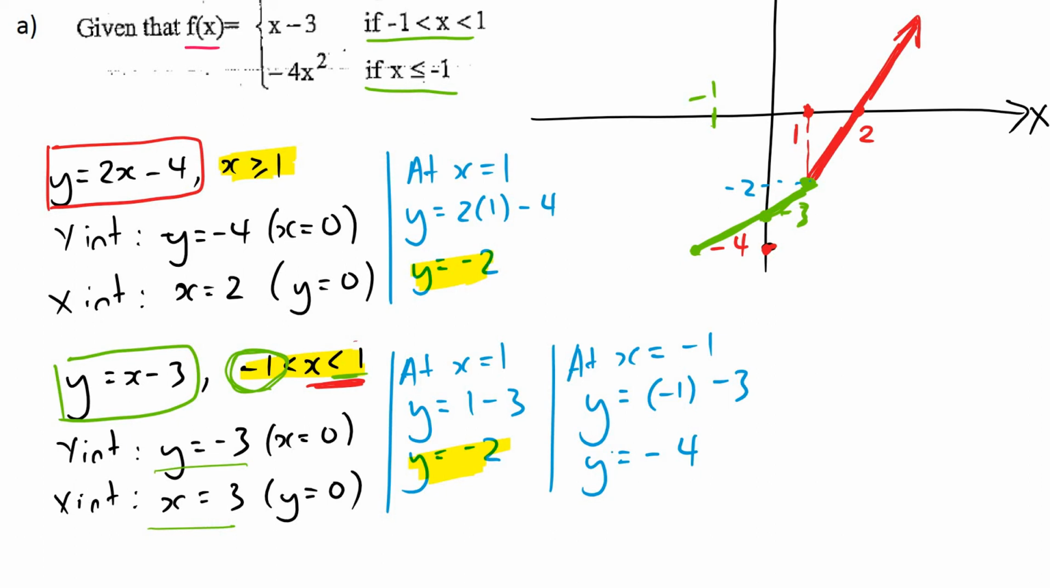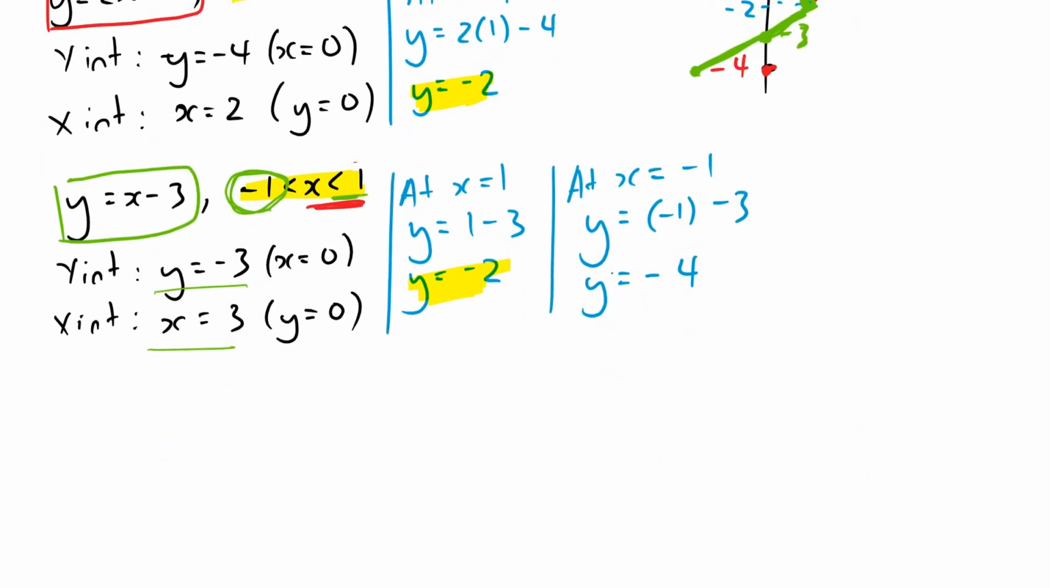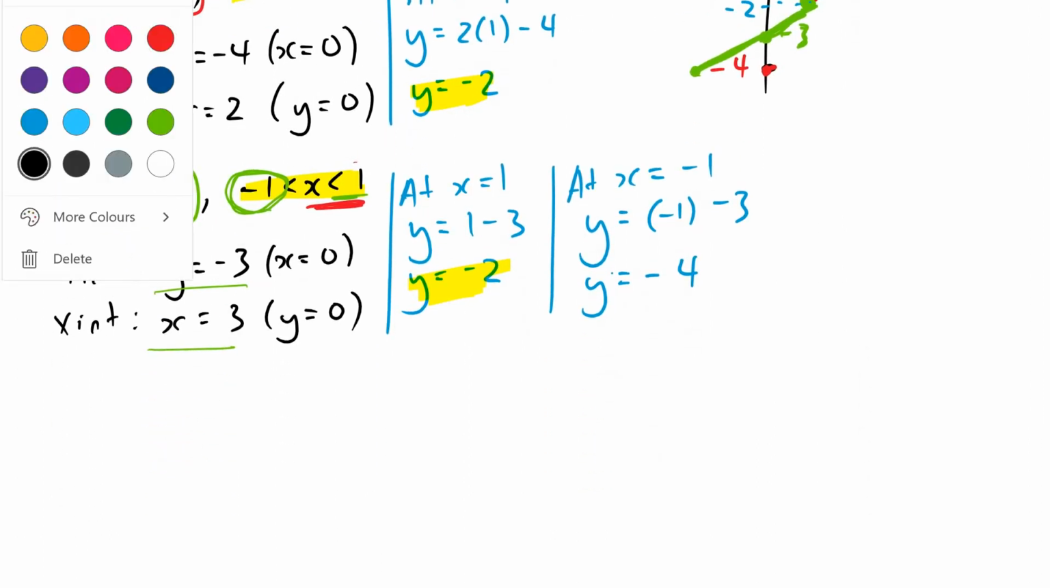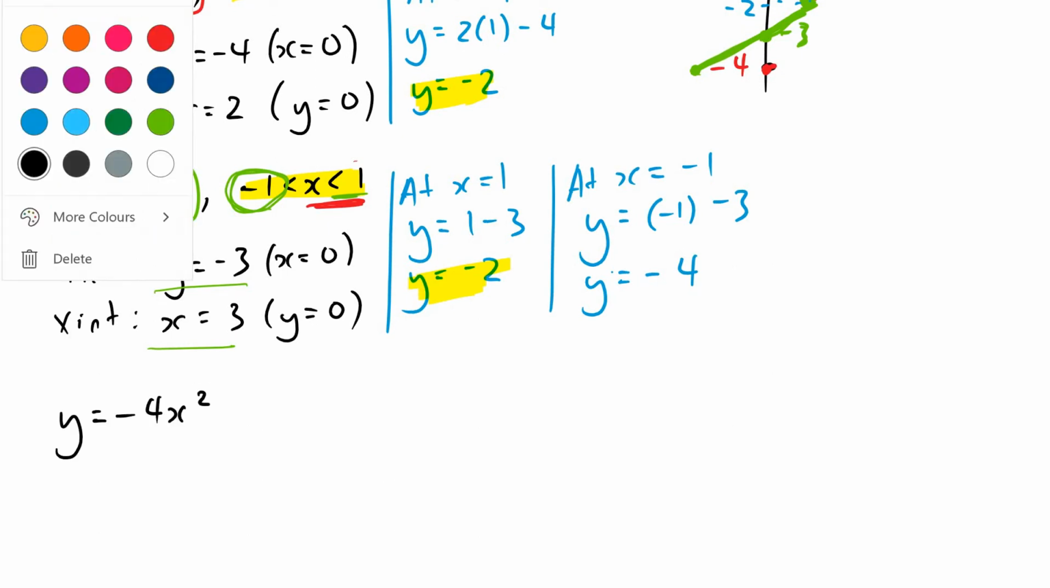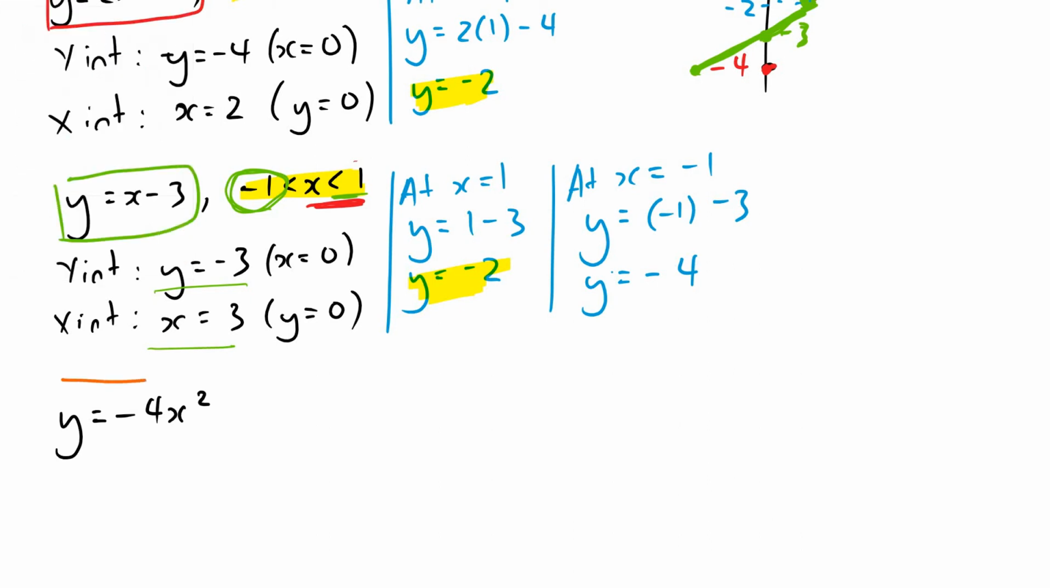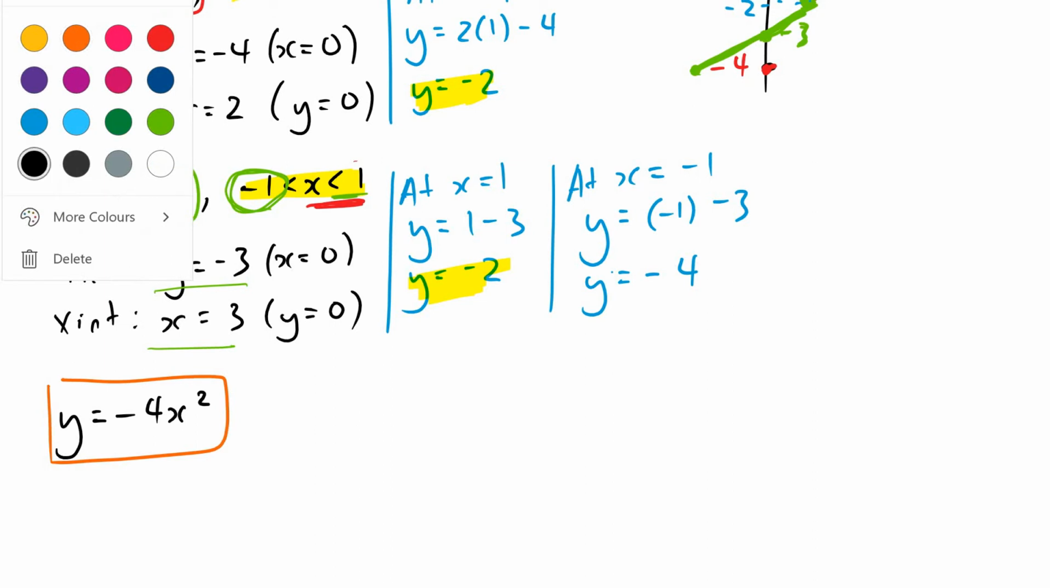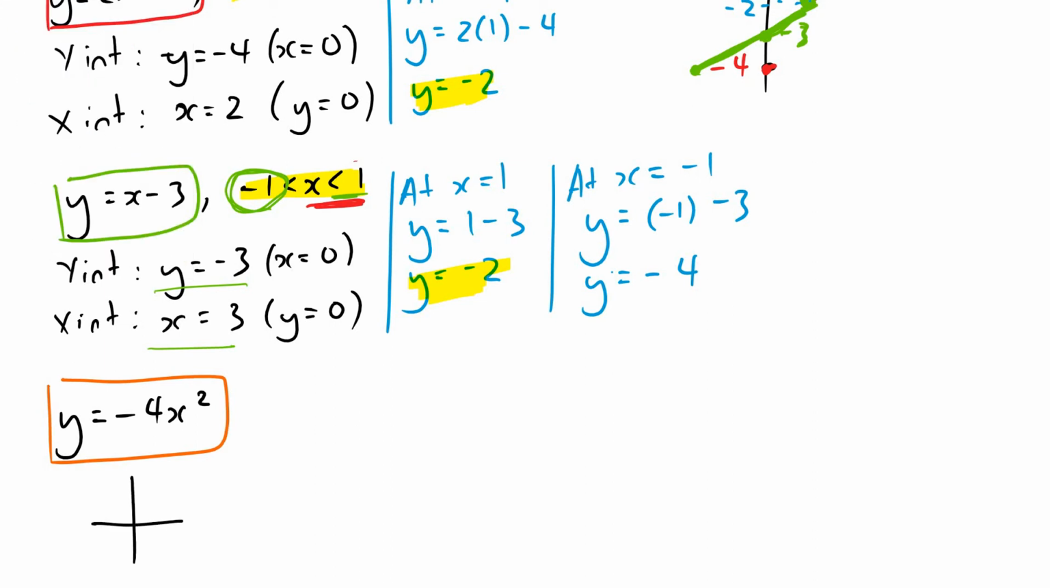Now for the last graph, we have not a straight line, but a parabola. y is equal to minus 4x squared. Now for this one, I might use orange to graph this one. So the standard parabola, or this parabola, looks like this. It's concave down, and the 4 coefficient just makes it a little bit steeper. So it's going to look something like that.